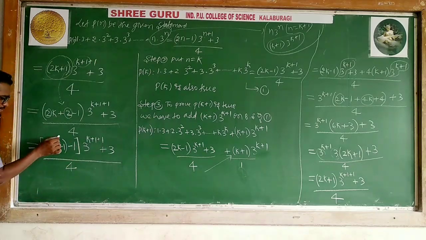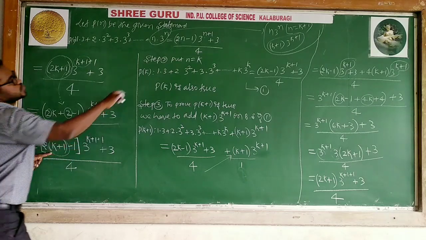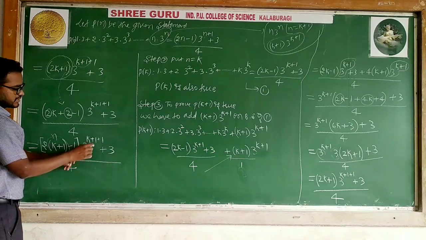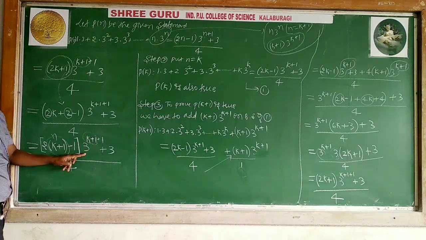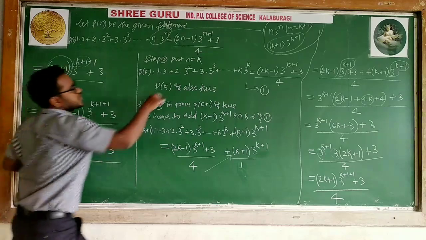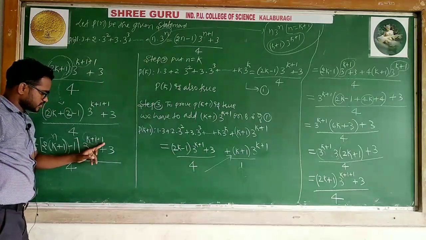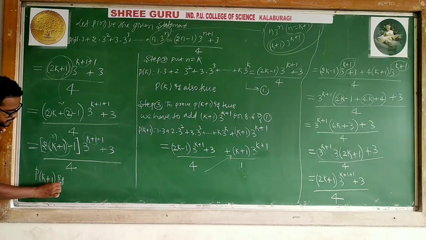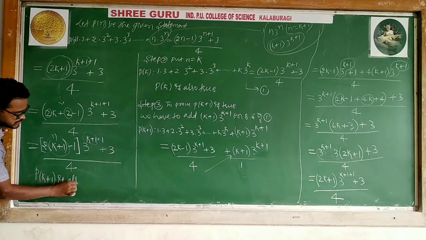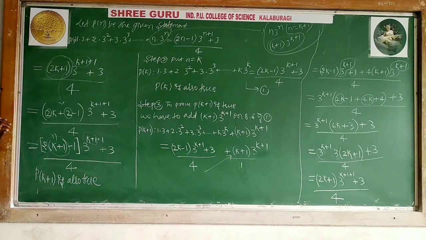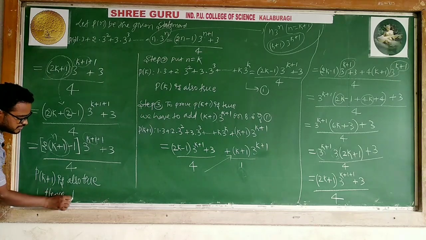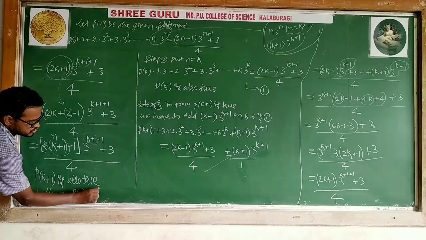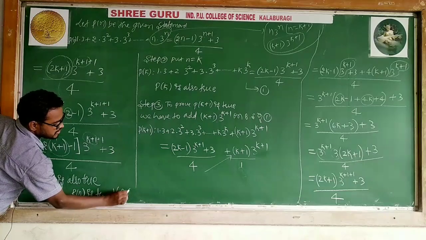See, this is like n. 2n minus 1, 2n minus 1. 3 to the power n is like 3 to the power k plus 1. Plus 1, n plus 1 is what? N is k plus 1, plus 1 plus 3 divided by 4. Then you can say P of k plus 1 is also true. Then last you can write, hence the given P of n is true for all natural numbers.